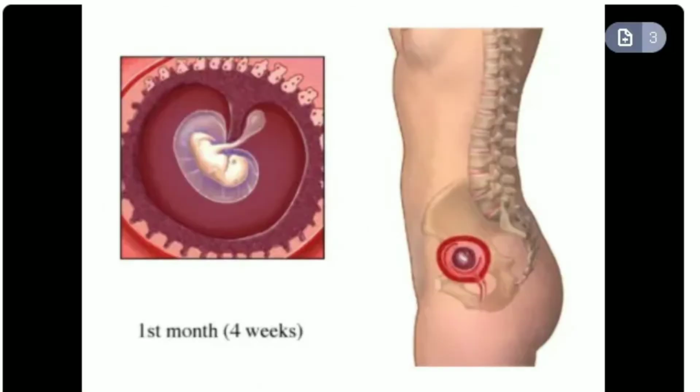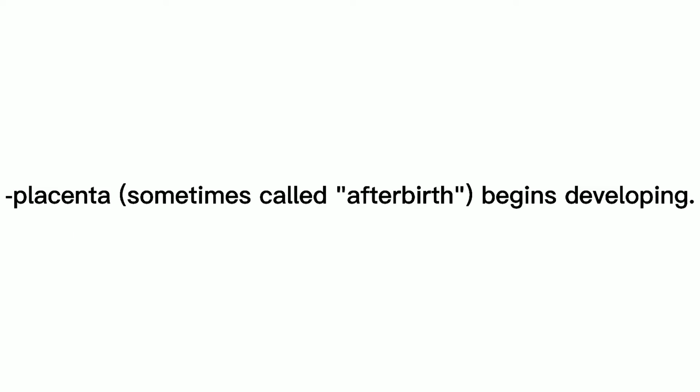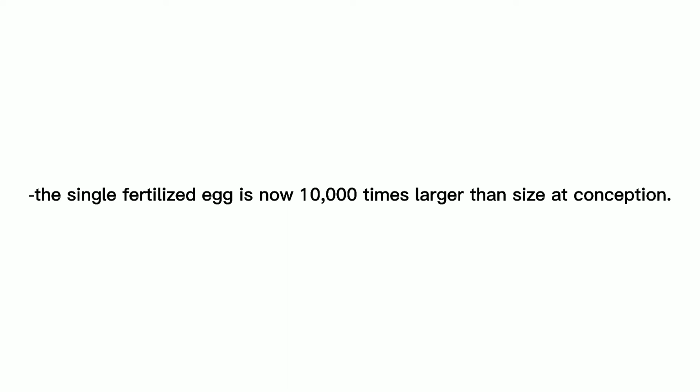First month, 4 weeks. At the 4th week, the embryo is 1/4 inch in length. The heart, digestive system, backbone, and spinal cord begin to form. The placenta, sometimes called afterbirth, begins developing. The placenta is an organ that develops in your uterus during pregnancy. The single fertilized egg is now 10,000 times larger than its size at conception.